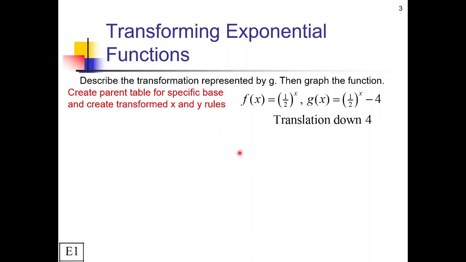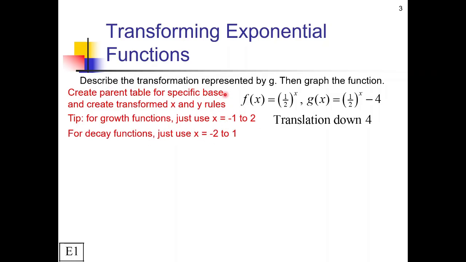Now for your parent table, you could use -2 through +2, but that's kind of overkill. It turns out for growth functions, functions where the b value is bigger than 1, you can actually get away with just using x equals -1 to +2. You don't need -2 in there. And for decay functions, like the one we're dealing with here, you can get away with just using -2 through +1. The reason I'm not including that fifth point is because it doesn't really add a whole lot of information to the shape. Just using these 4 points here, you're going to have enough to graph this out.